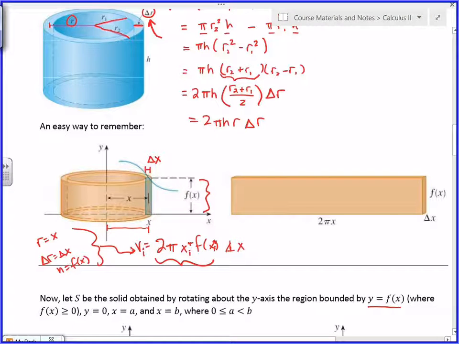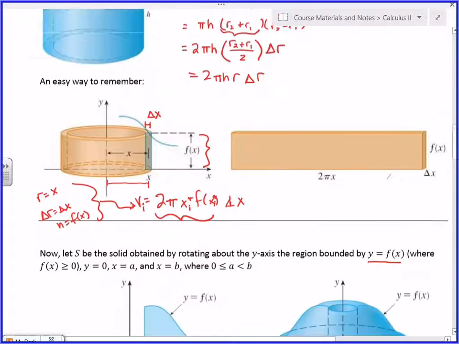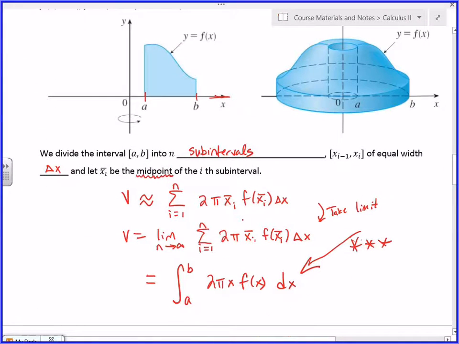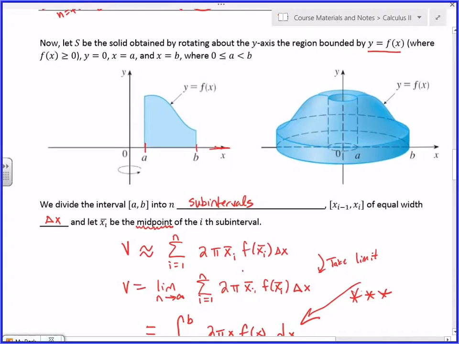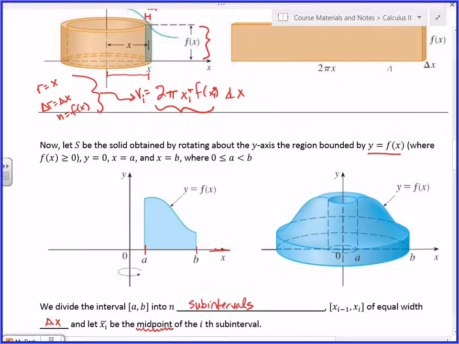So that's what this geometric picture down here kind of explains: this formula makes sense. Even though I did some weird algebraic trickery to get there, it makes sense that that would be what the volume of that shell looks like. And then when you add up a whole bunch of shells together and take the limit, you end up with this integral. So you remember 2 pi x f of x dx. And if you want to remember that in your head, remember it from this rectangular box that you get from unfolding the shells. Okay?